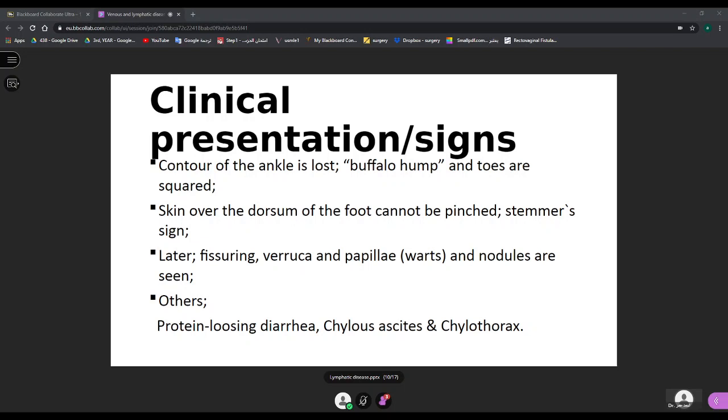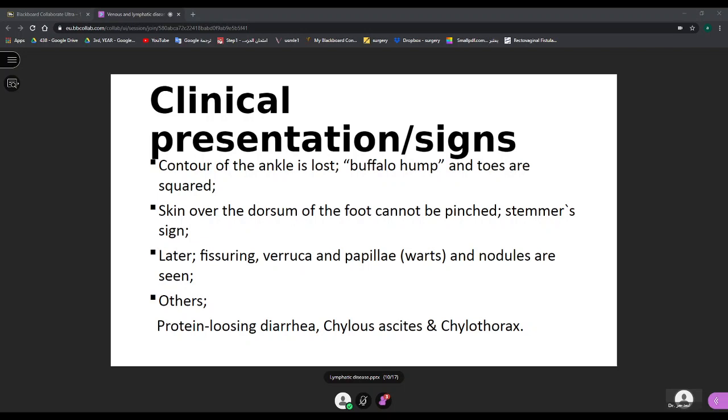Now, I have already mentioned that because of infiltration of fibroblasts, you get some fibrosis of the skin and subdermal tissues. And eventually, as the disease advances, you get skin fibrosis. So the skin will become tough, instead of the elastic skin that you usually experience in normal individuals. If you try to pinch the skin over this foot that we have just seen, you cannot do that. You cannot pinch the skin over the underlying tissues.